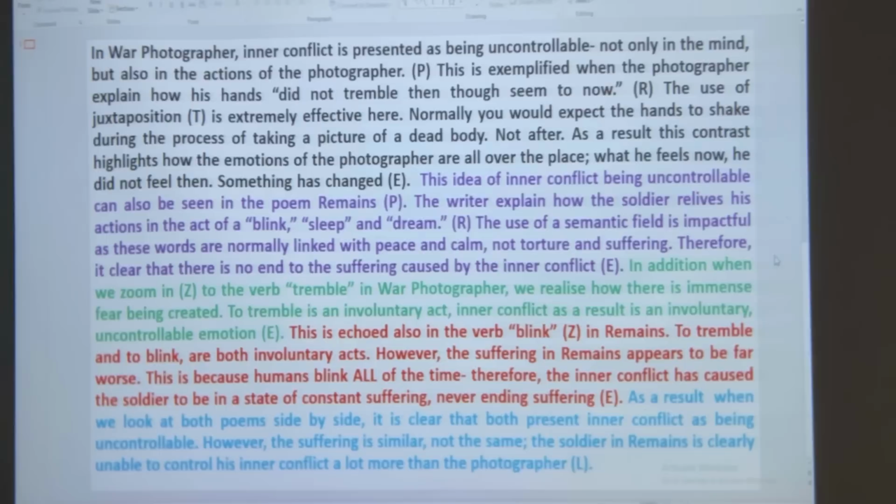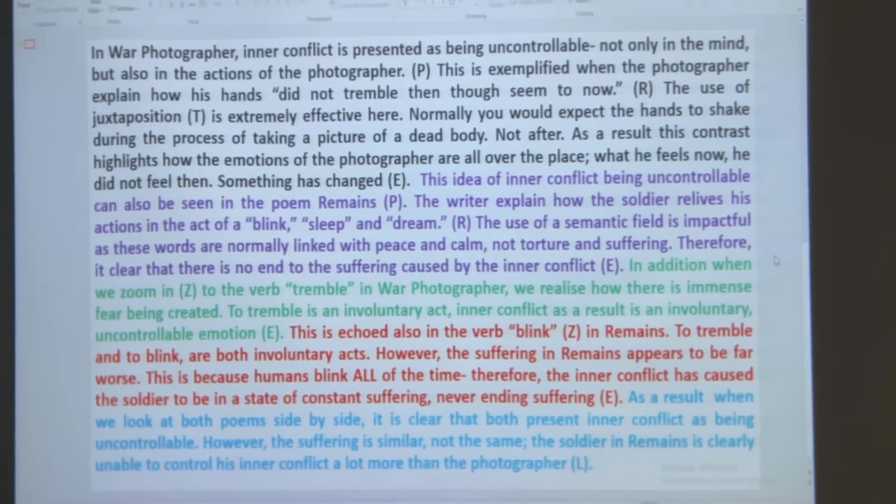However, the suffering in Remains appears to be far worse. This is because humans blink all the time. Therefore, the inner conflict has caused a soldier to be in a state of constant suffering, never-ending suffering. As a result, when we look at both poems side by side, now I'm linking them both together, it is clear that both present inner conflict as being uncontrollable. However, the suffering is similar, not the same. That's a very important point. The soldier in Remains is clearly unable to control inner conflict a lot more than the photographer.